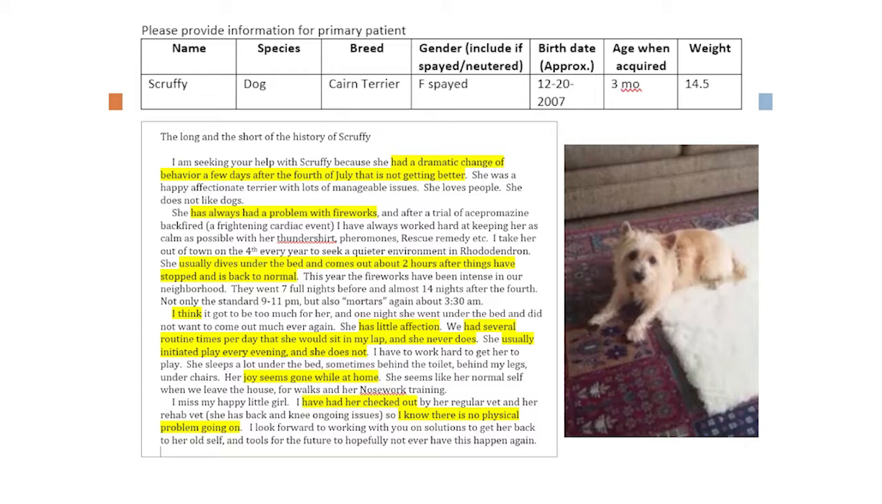But the owner's describing she has very little affection, kind of a flat affect overall. We used to have a routine where she would sit in my lap, now she never does. She usually initiated play, and now she does not. Her joy seems gone while she's at home. I've had her checked by her regular vet and her rehab vet, so I've got a client who's open to lots of opinions. She's got multiple people who have looked at this dog already. I know that there's no physical problem going on.